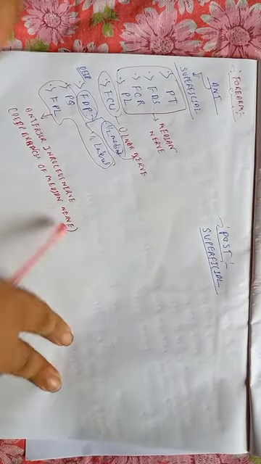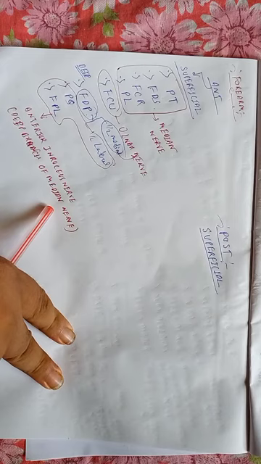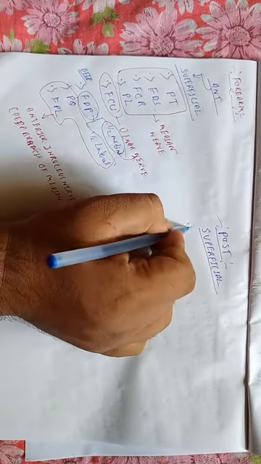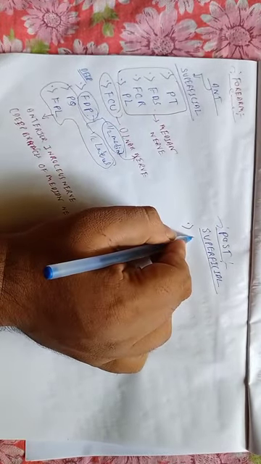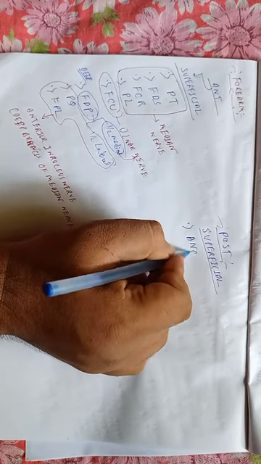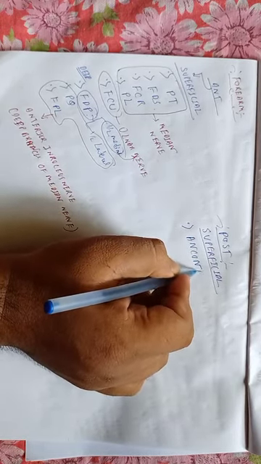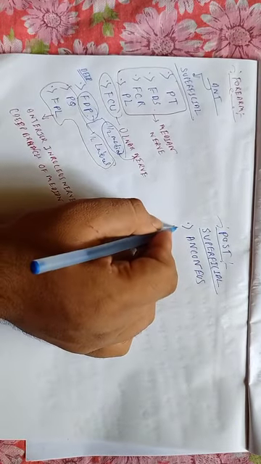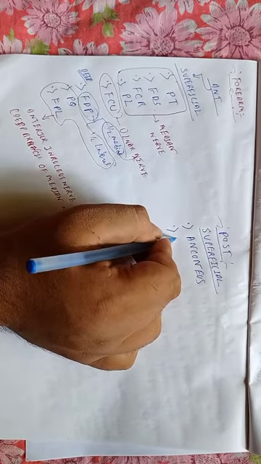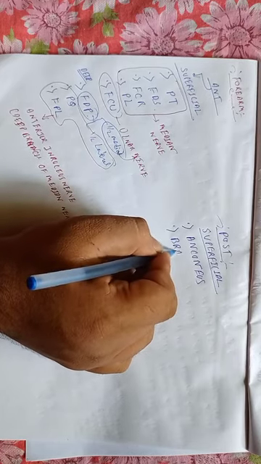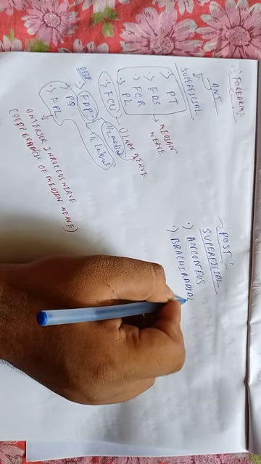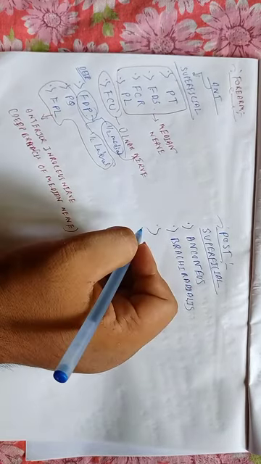Now we have to know the muscles located posteriorly in the superficial layer. What are the names of the muscles? Anconeus. Then we are having brachioradialis.